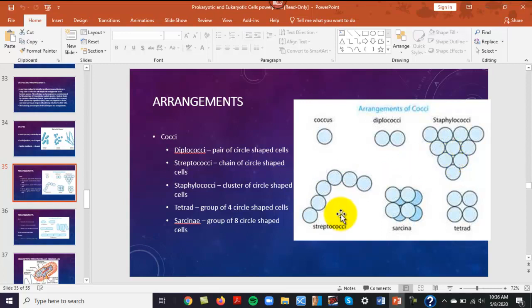There's actually an arrangement called a streptococci. And yes, you would find streptococci, the ones that make a person sick. Streptococcus pyogenes, which is a bad one. If you gram stain them, they would be in a chain of circles like that.